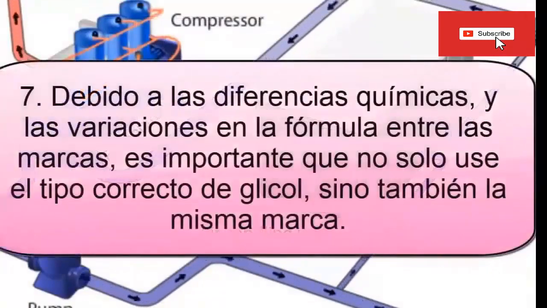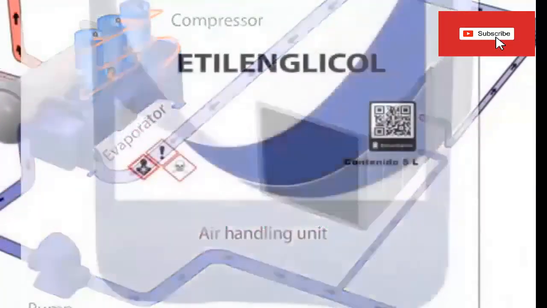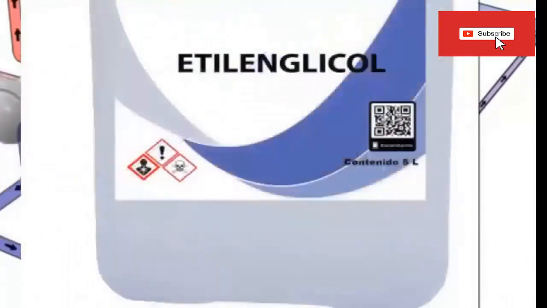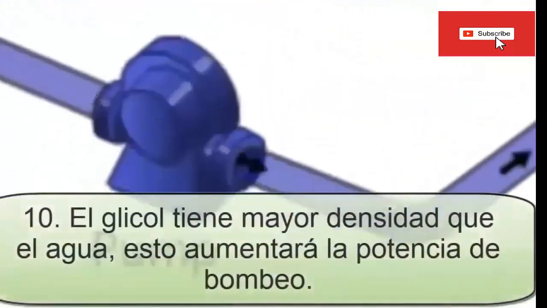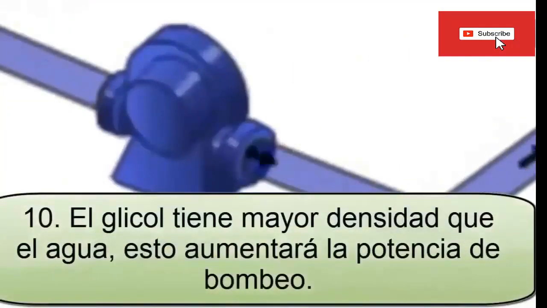7. Due to chemical differences and variations in formula between brands, it is important that you not only use the correct type of glycol, but also the same brand. 8. Not maintaining brand consistency can cause inhibitors in the formula to stop working. This will clog your pipes due to the incompatibility. 9. If you change types or brands, you will need to thoroughly flush the system to remove the current fluid. 10. Glycol has a higher density than water. This will increase pumping power.